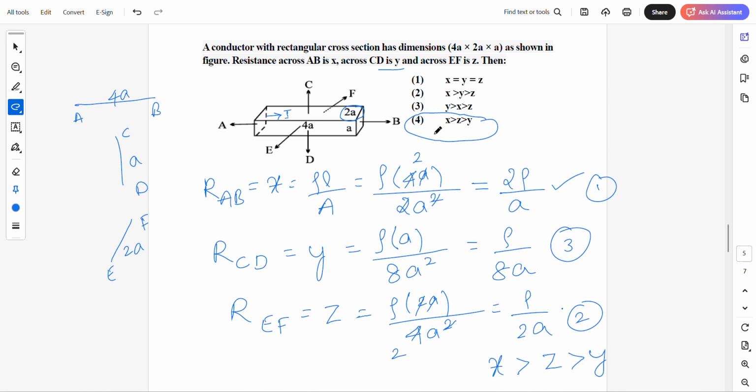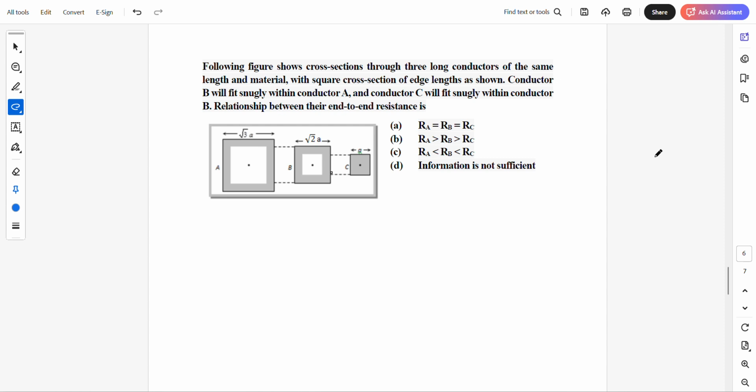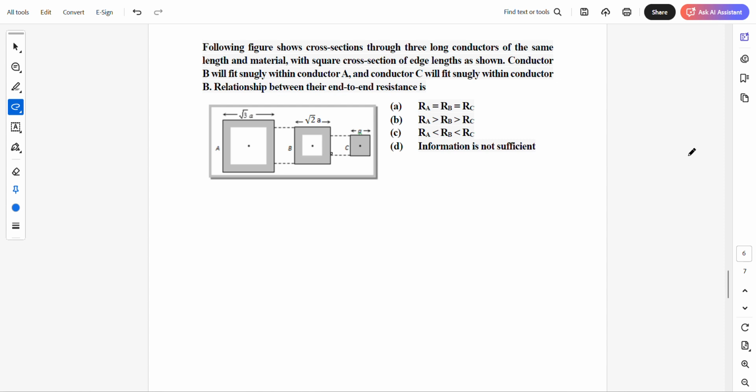Hope you understood. This is an easy problem, but you have to be careful about the length and the area. And the next problem is what it is saying. Following figure shows cross sections through three long conductors of the same length and material. The square cross section of right lengths as shown. Conductor B. You should not get scared by seeing this problem. This problem is again a very easy problem.